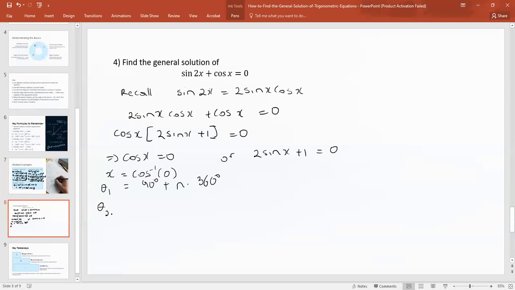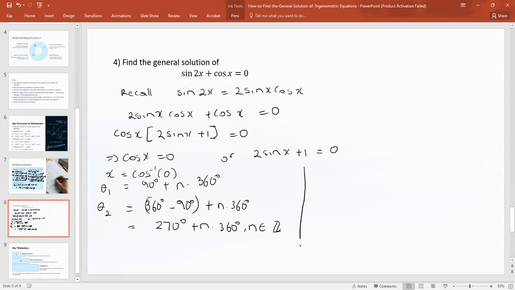Our second solution will be, according to the CAST diagram, since the cosine function is positive in the fourth quadrant, 360 minus our reference angle of 90 degrees, plus n times 360 degrees. So we're going to have 270 degrees plus n times 360 degrees. Remember to always mention that n is an element of integers. So we have two general solutions for the first part of our solution.